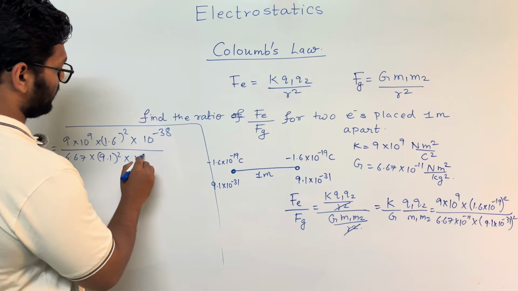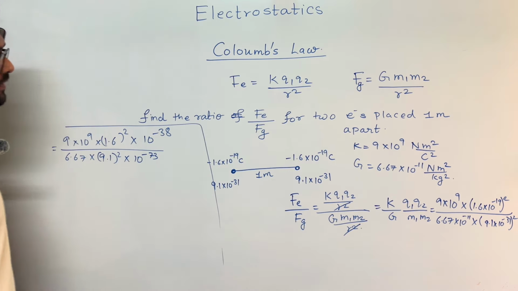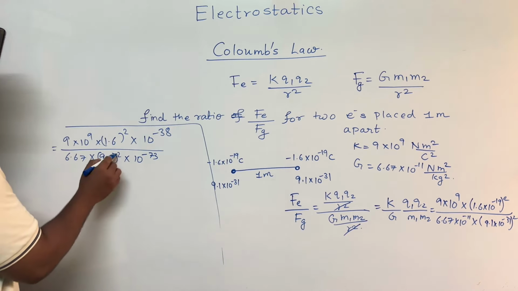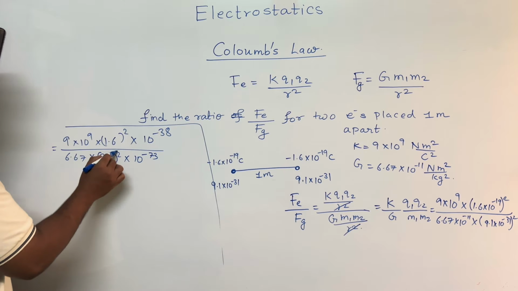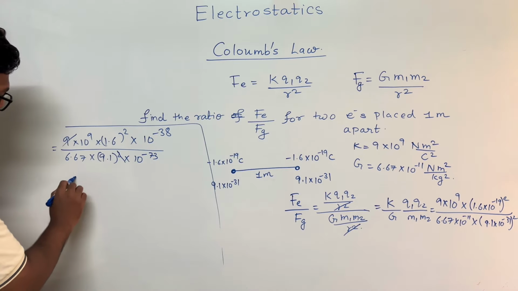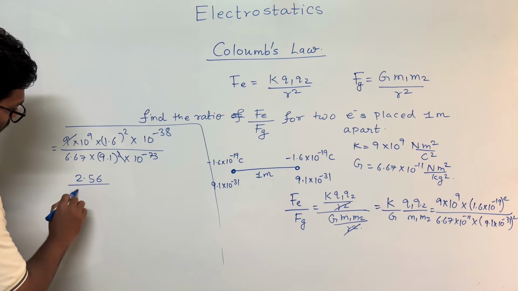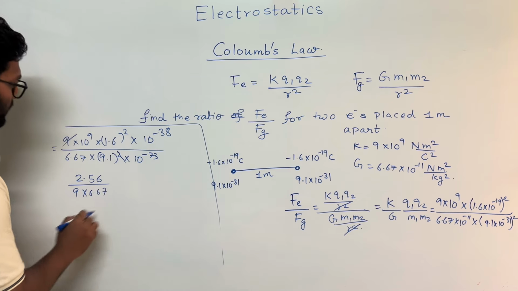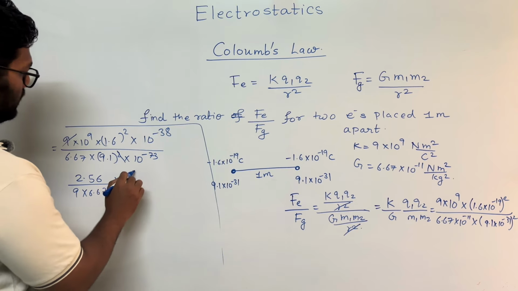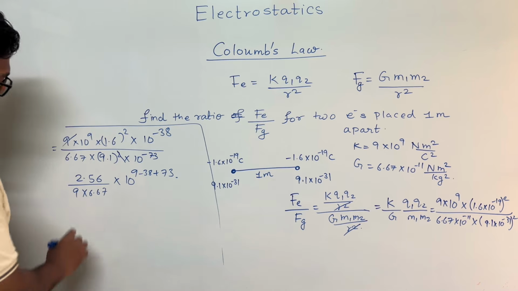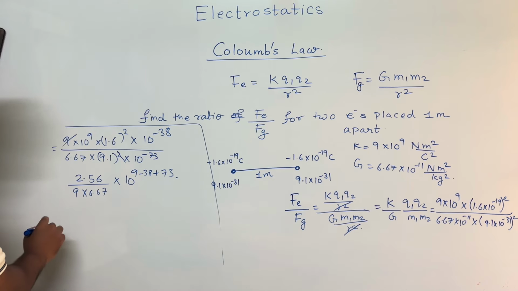Minus 62 minus 11 will be minus 73, right? Okay, so one of this 9.1 and this is approximately 9, so I can cancel out this one of this. This is 2.56 divided by 9, approximately 9, and I can take this, okay, 6.67, let it be, into 10 to the power 9 minus 38 plus 73, right?